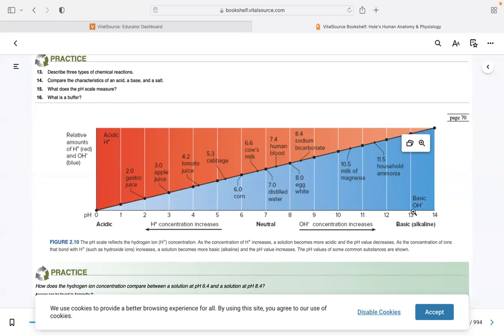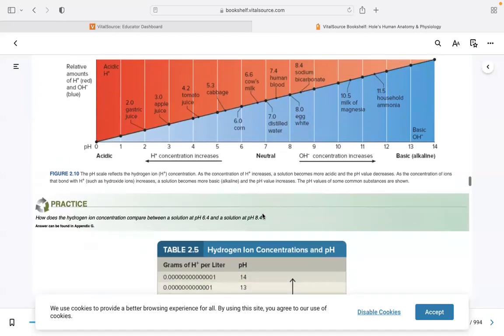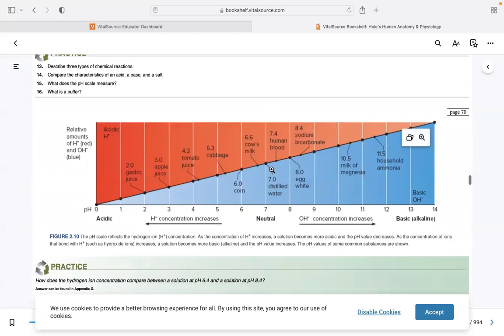The same can be said for something that's basic or alkaline. If I'm here at neutral, distilled water, egg white, and you see human blood is supposed to be in the middle. We talked about homeostasis. Makes sense. 7.4, well, actually it's like 7.35 to 7.45. That is what they call physiologic pH. Human beings are supposed to be in the middle. So we can't be acidic, nor can we be basic or alkaline. We can't have too much H+ ion. We can't have too much OH-.